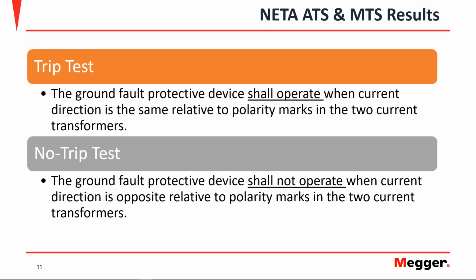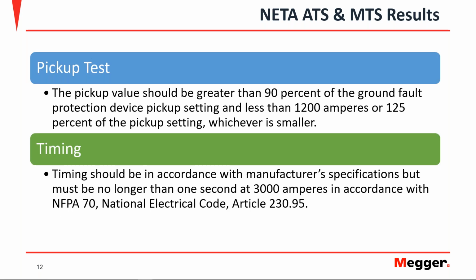And then we have the no trip test, right? So the circuit breaker shouldn't operate when the current direction is opposite relative to those polarity marks in the two CTs involved in the test. So again, we can group the measurements on trip tests and no trip tests. We're going to look into the detail of how to make connections and a little bit more detail on what to expect, how to perform these two types of measurements.